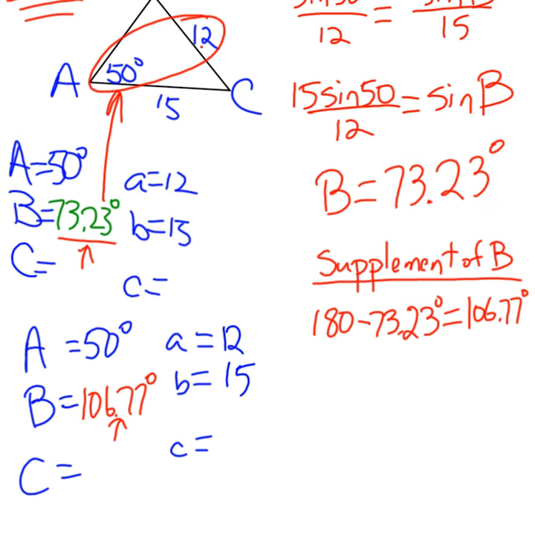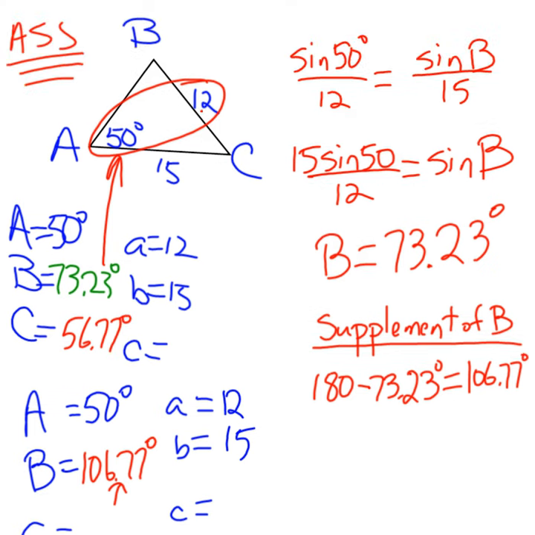Right? Okay, from here, now I just solve each triangle as I always do. To find angle C, I add these two angles together, the 50 and the 73.23 right here, and subtract that from 180 to find angle C. When I do that, I get 123.23. Subtract 123.23 from 180, and I get 56.77 degrees.